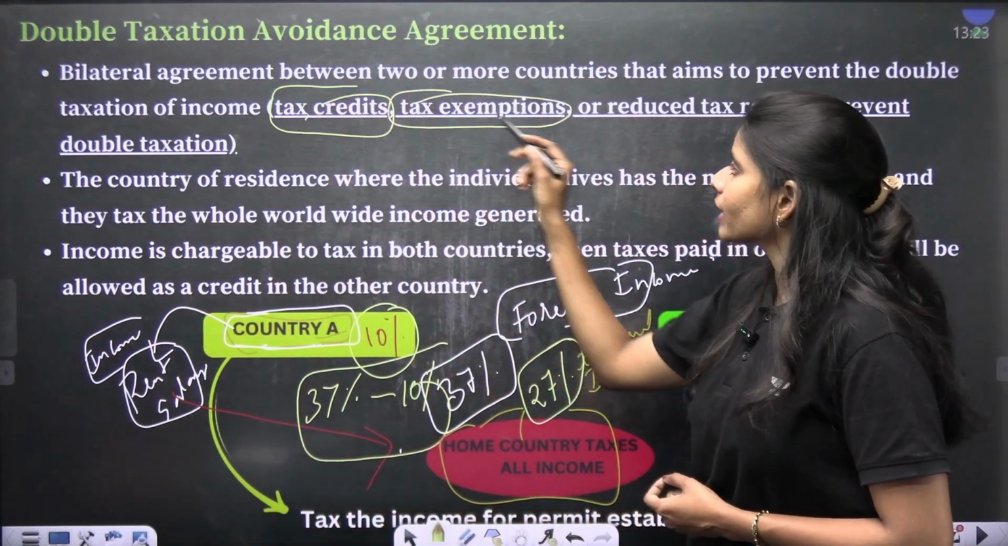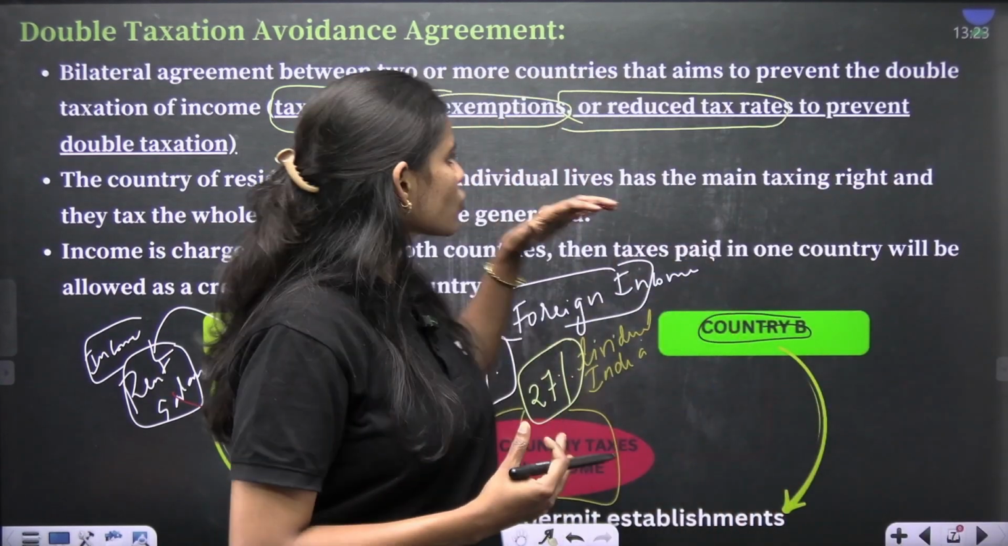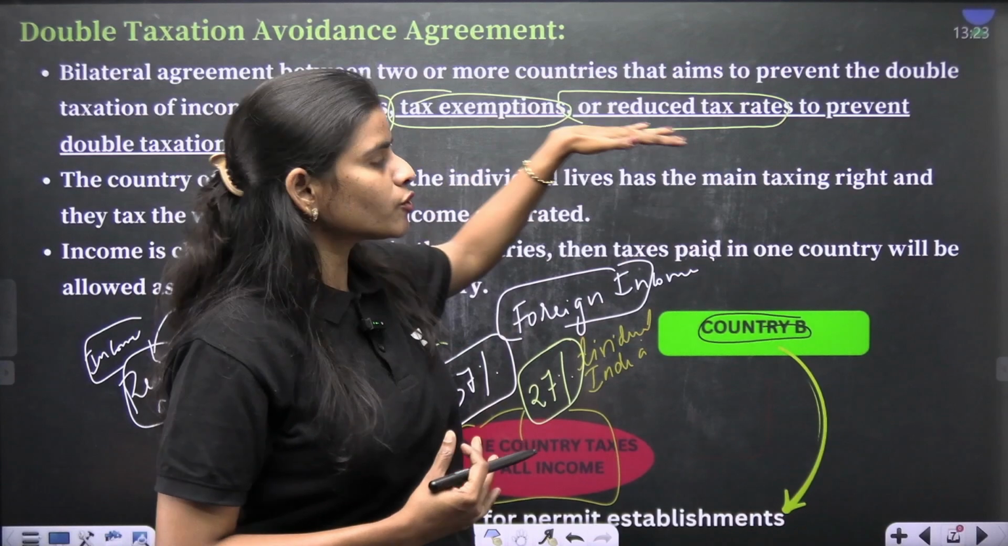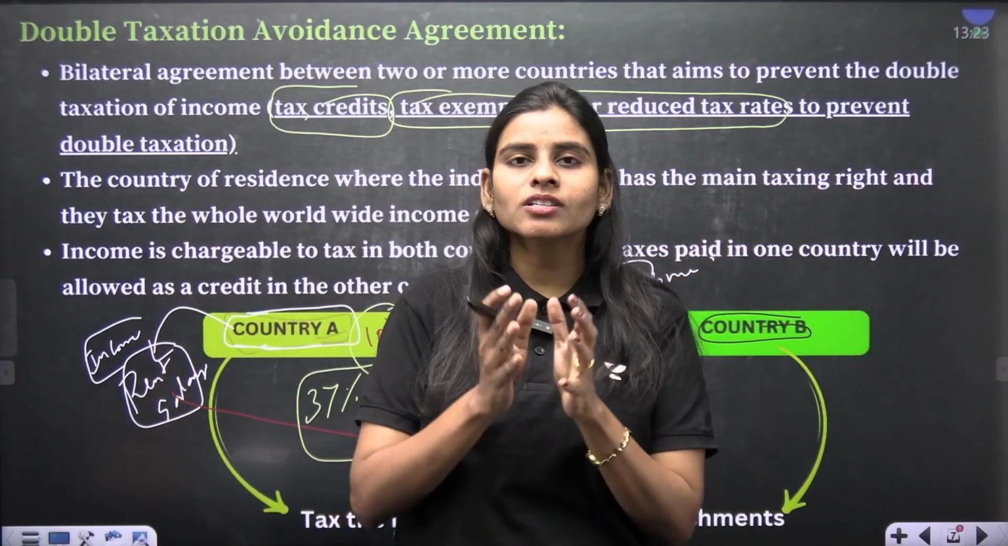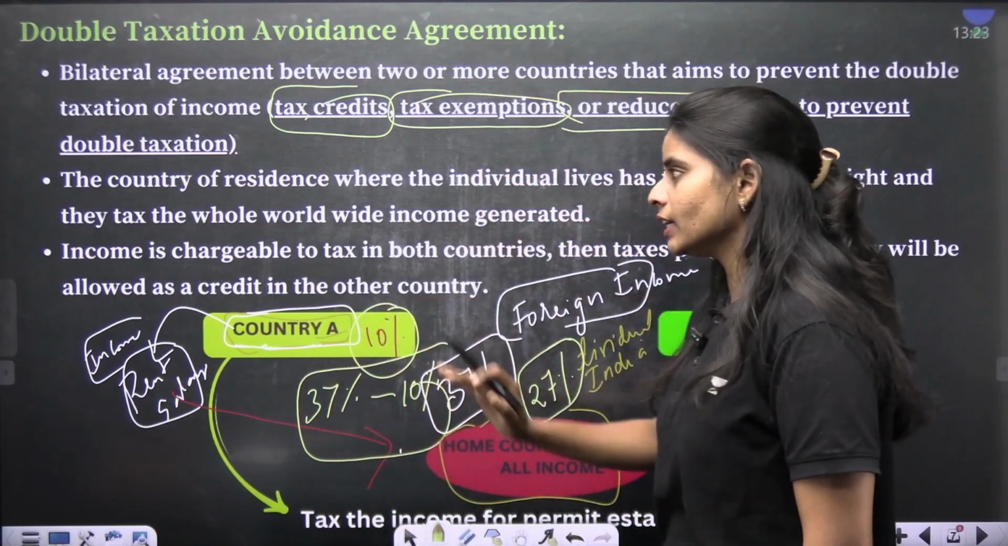So we have various mechanisms to reduce this burden of paying tax twice. That is called tax credit, tax exemptions, reduced tax rates, etc. So this is how the DTAA mechanism works. I hope this is very clear to you now.